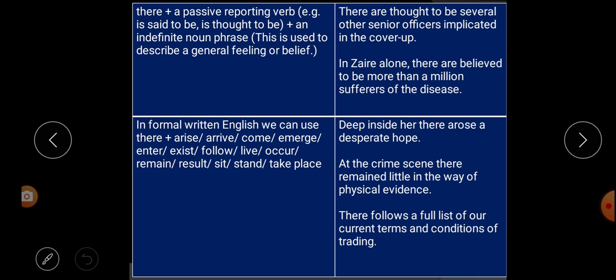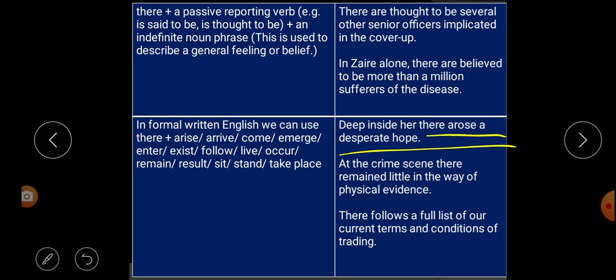And the last rule is that in formal written English we can use there plus arise, arrive, come, emerge, enter, exist, follow, live, occur, remain, result, sit, stand, take place, etc. So in this way also we can introduce introductory there. Look at three examples. Deep inside her there arose a desperate hope.